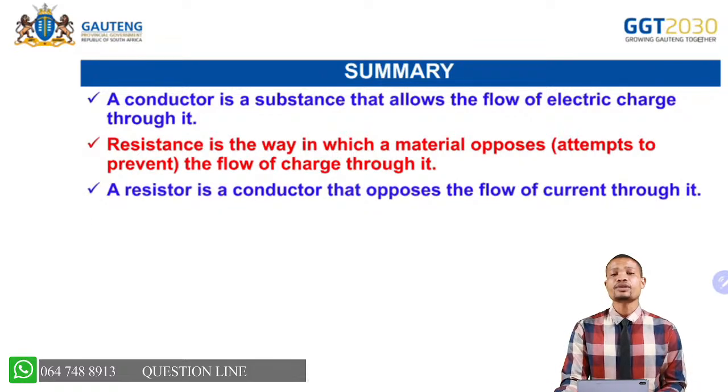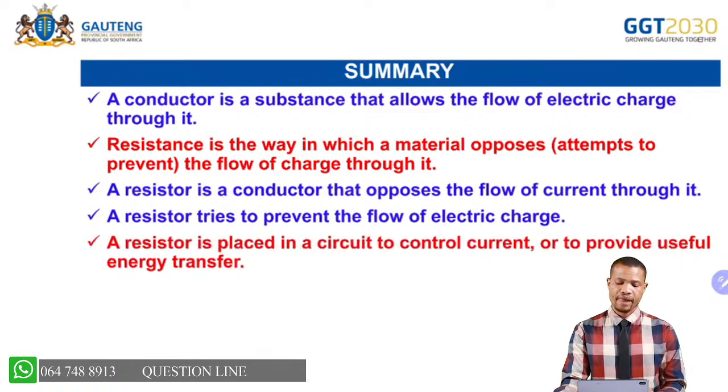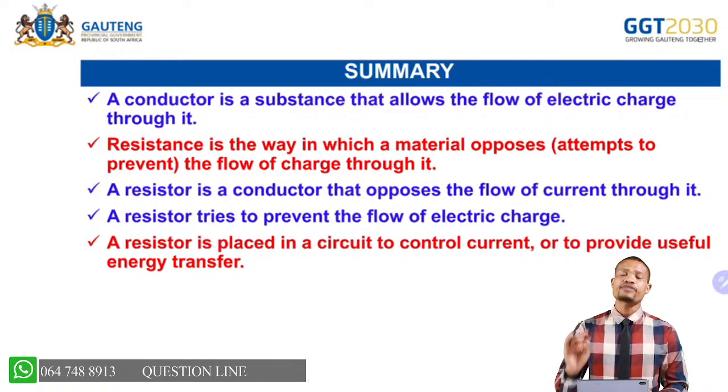A resistor is a conductor that opposes the flow of electric charge or current through it. A resistor tries to prevent the flow of electric charge. A resistor is placed in a circuit to control current or to provide useful energy transfer. So resistors do two useful jobs in a circuit. One, they control the flow of current, and the other, they provide useful energy transfer.